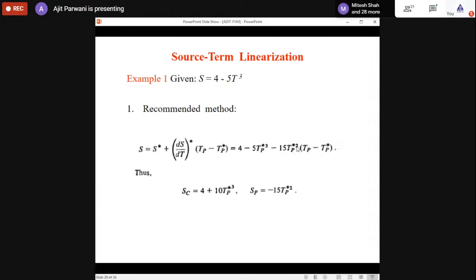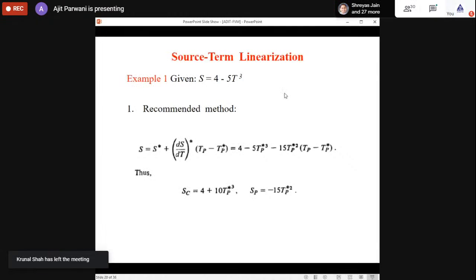Now, what do these star values of temperature represent? The star value represents the temperature value that we obtained from the previous iteration. It means that these values are known to us. They are not variables now. The only variable is Tp. This Tp star is known to us, so it comes in the SC term, because we have to linearize this equation in the form SC plus SP Tp, where we find the value of SC and the value of SP.